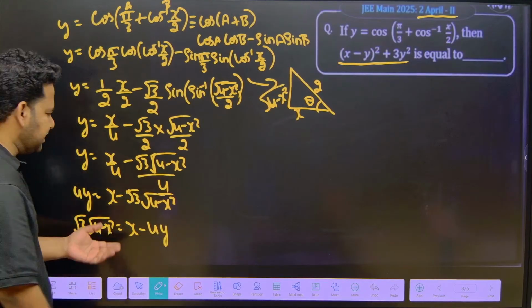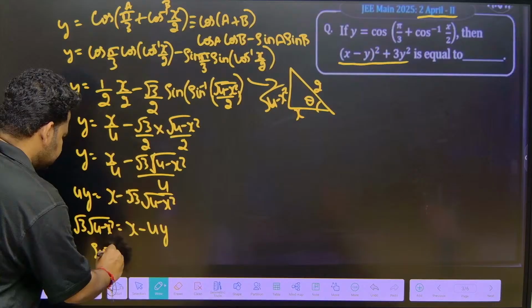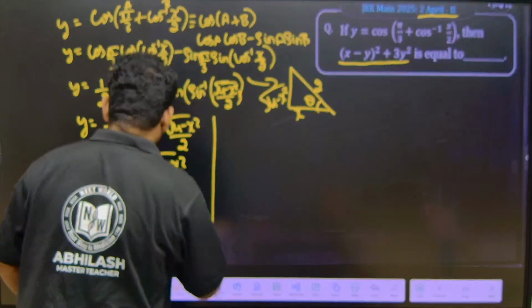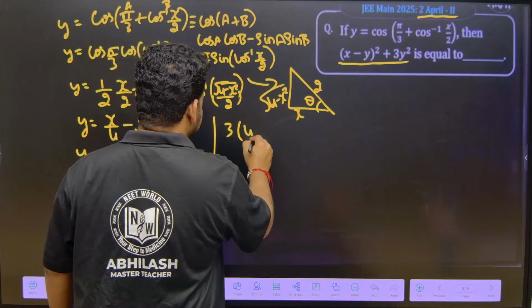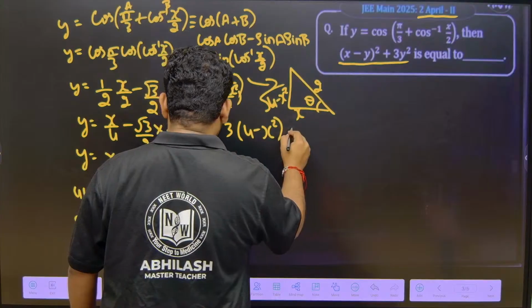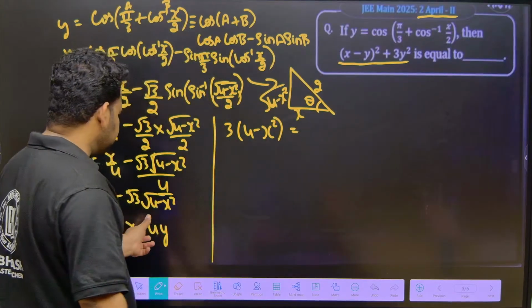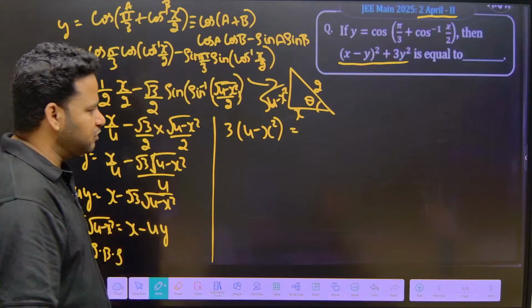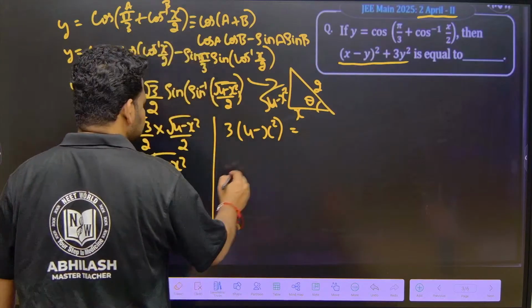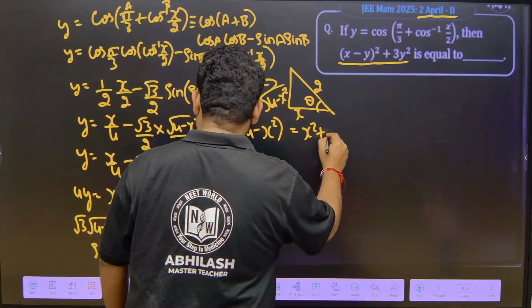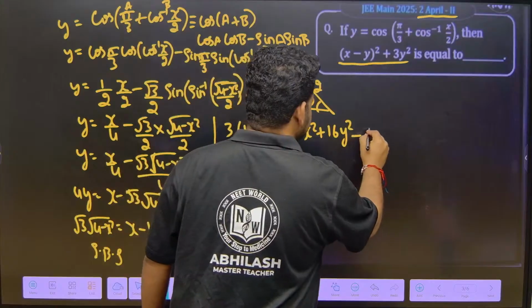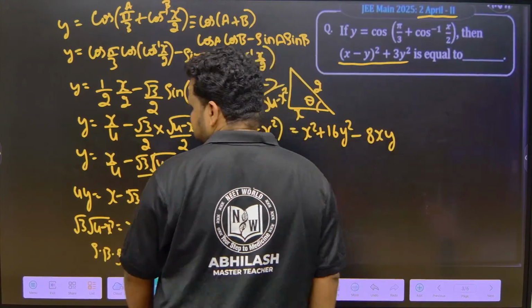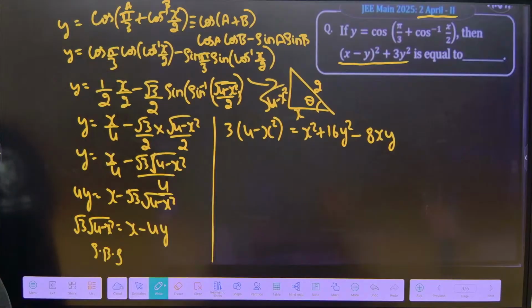Now let me square on both sides. Squaring both sides, root 3 into root 3 is 3, and the square root of 4 minus x square squared is 4 minus x square itself. On the right, x minus 4y whole square is x square plus 16y square minus 8xy, since 2 times 4 is 8. This is what I have, friends.